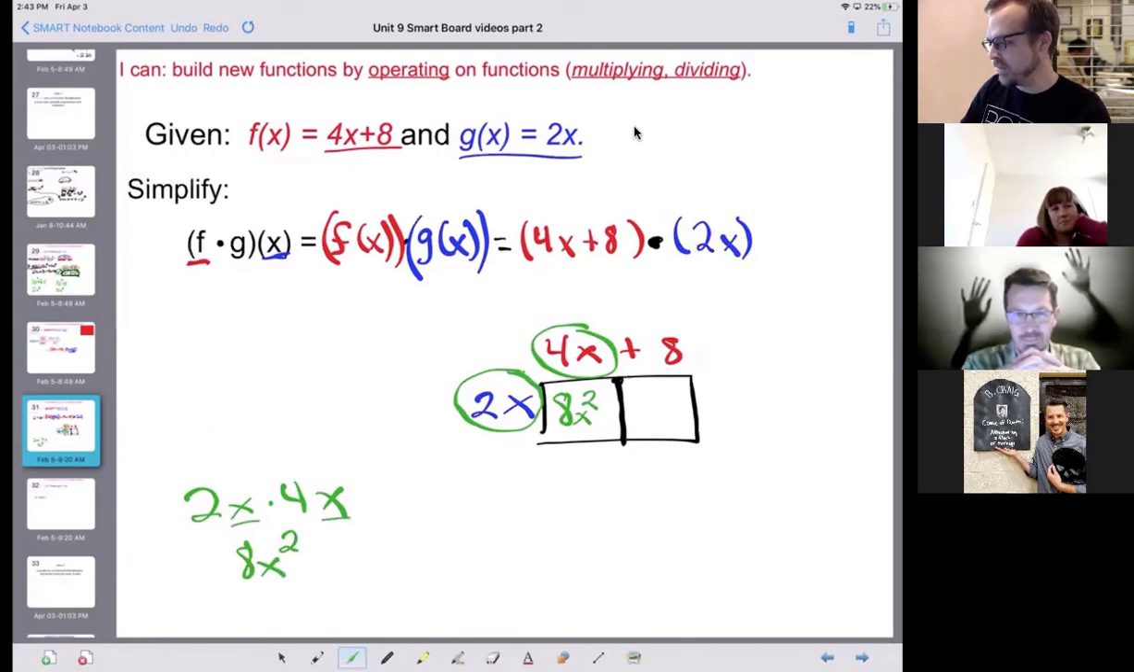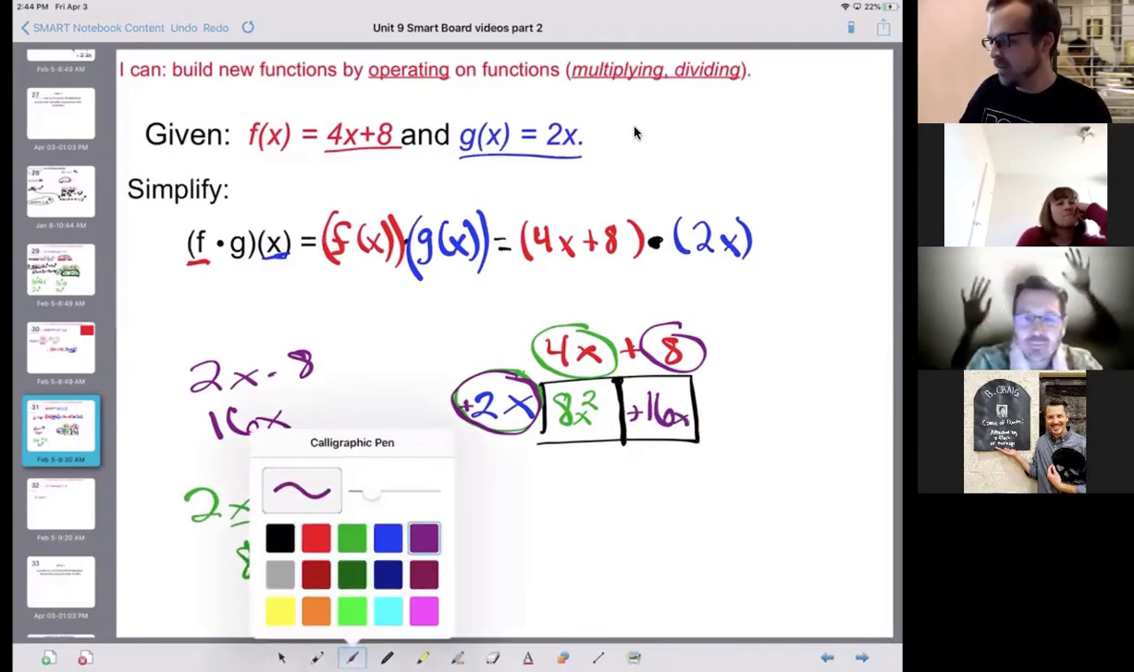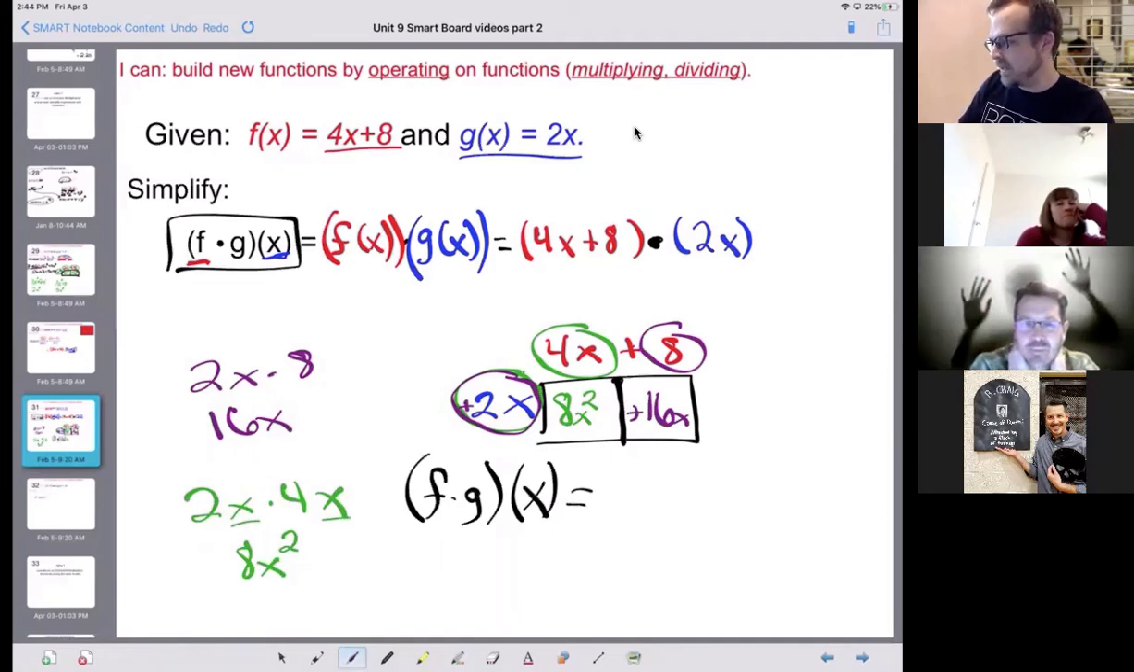And the next thing I'm going to do, let me change this color up, 2x times 8 now. 2x times 8, you probably already know this, but 2 times 8 is 16, and then x there. And that's going to be positive because it's a positive 2x times a positive 8, and so that's going to be plus 16x. And then we're going to check for like terms and combine them at this point. I'm also going to bring down the f times g of x, because that's the relationship with this part up here. And then I'm going to write this down as 8x squared, then plus the 16x right here.